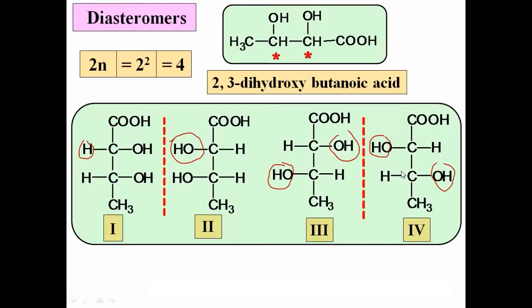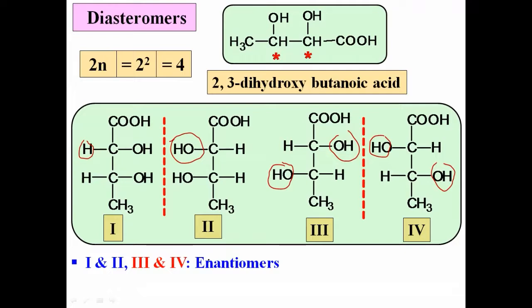Thus here also third and fourth are optical isomers. They are optically active and they are non-superimposable mirror images of each other. Hence, they are called enantiomers. Thus here there are two pairs of enantiomers: first and second, and third and fourth. Which two pairs are there? First and second, and third and fourth. These are called enantiomers.